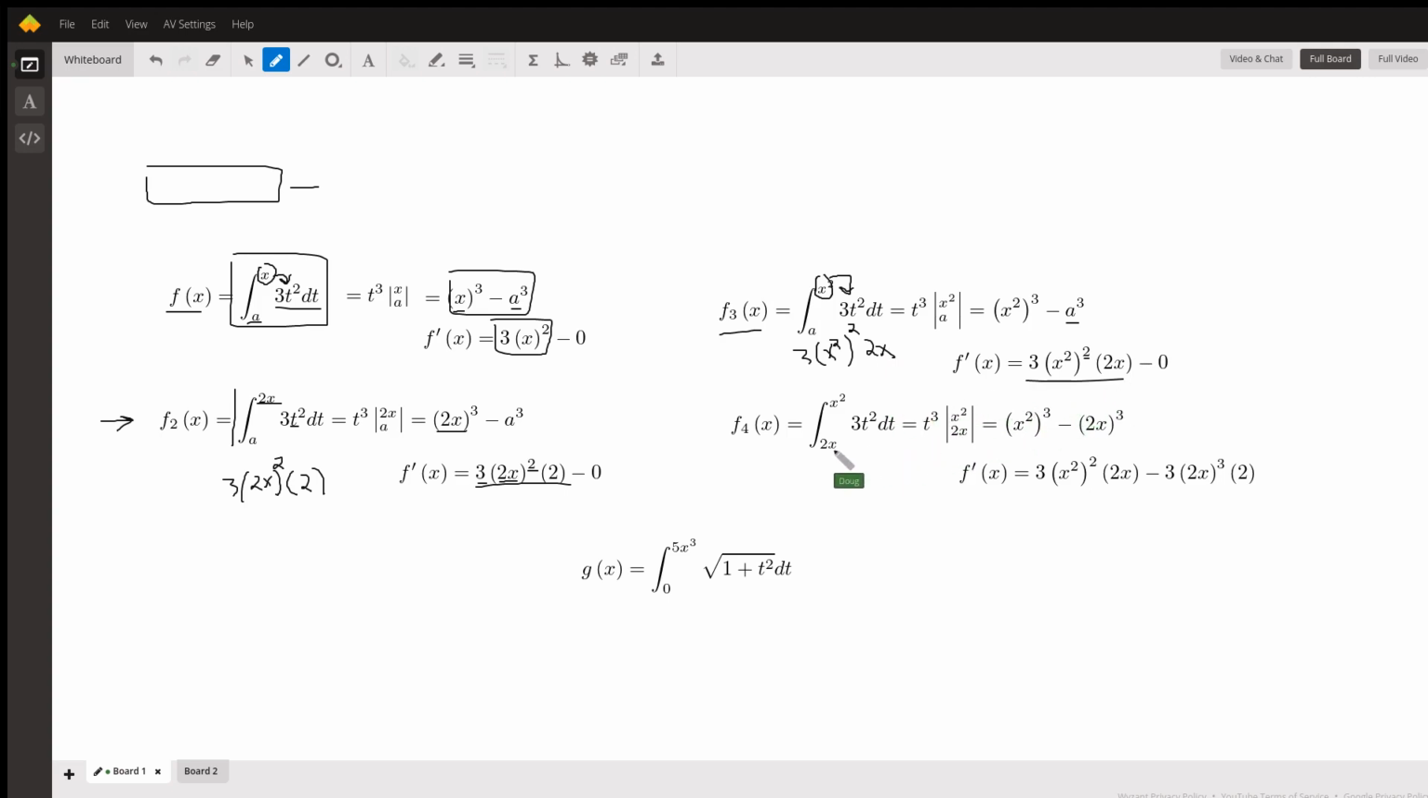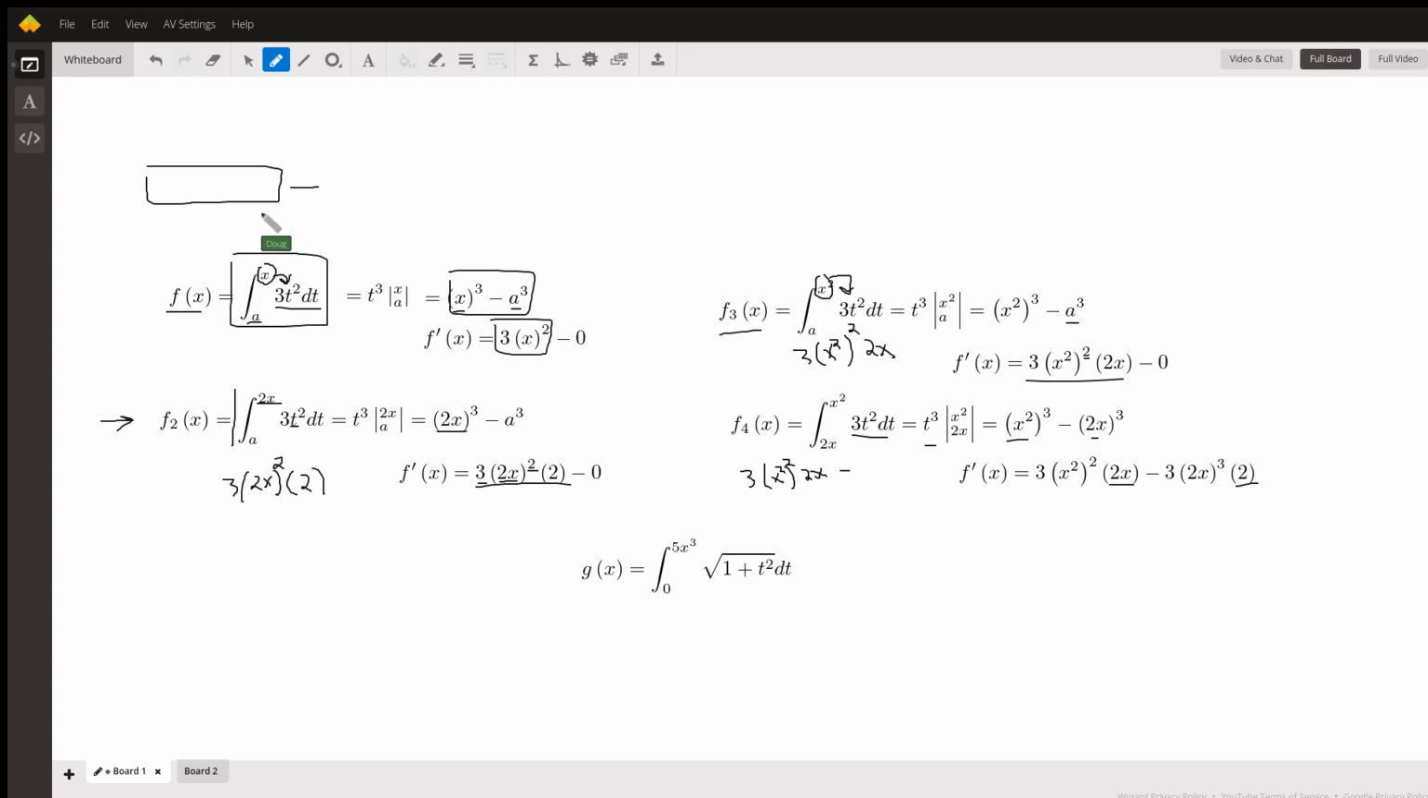Now what if we have functions of x at both the lower and upper limit? Same idea. We end up with the antiderivative evaluated from 2x to x squared. Put the x squared in for t, put the 2x in for t. Key is to remember the chain rule. And of course, we have to remember that it's x squared for the t, minus, put in the 2x for the t. I'll leave that to you.